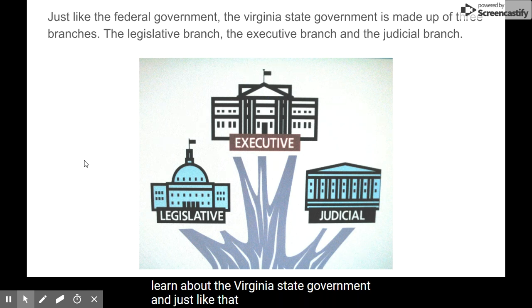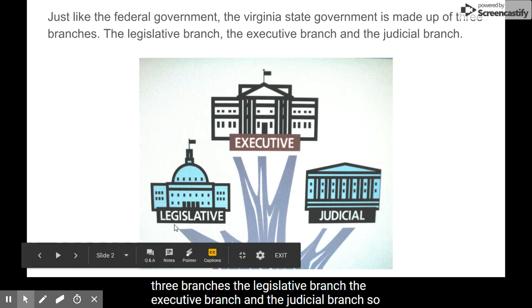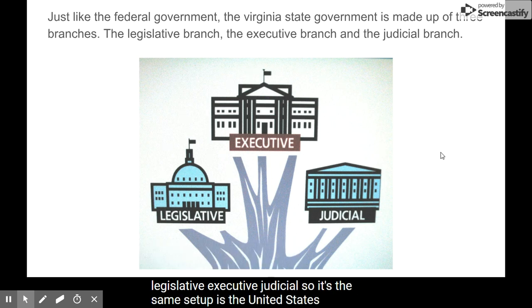And just like the federal government, the Virginia state government is made up of three branches: the legislative branch, the executive branch, and the judicial branch. So legislative, executive, judicial. It's the same setup as the United States government, that there's three branches.